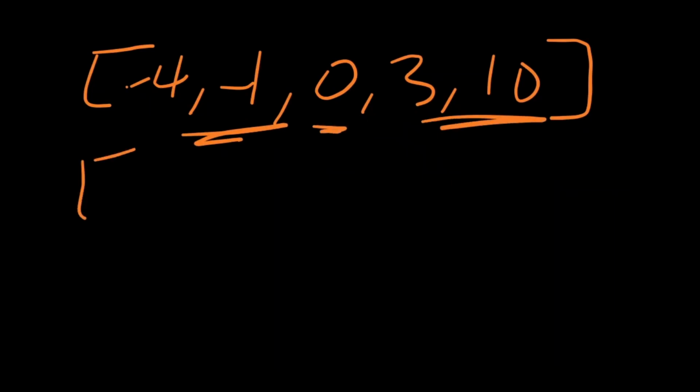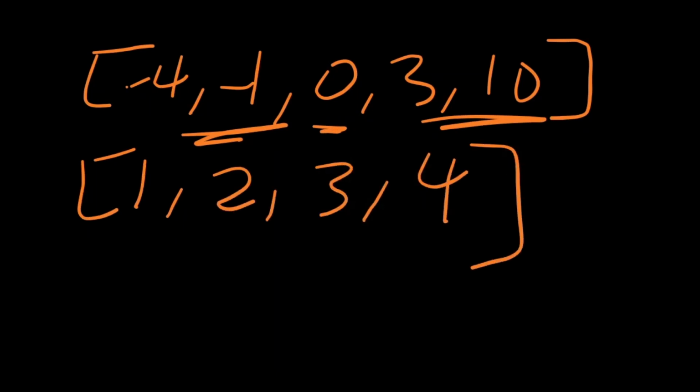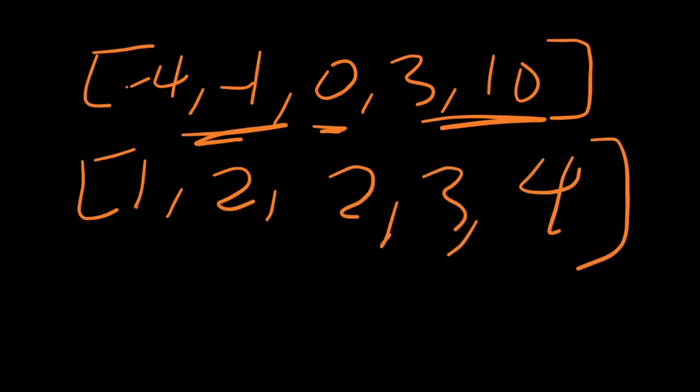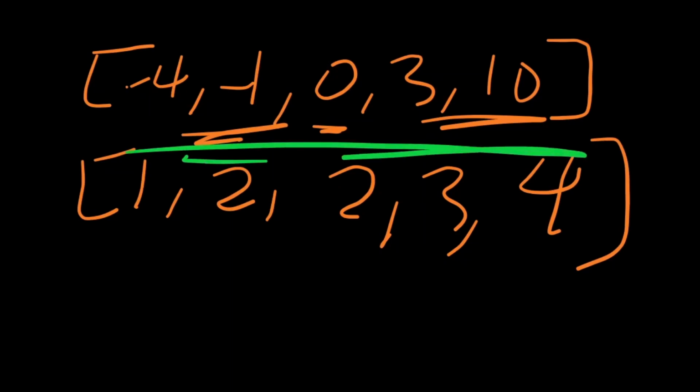But what if we had numbers such as 1, 2, 3, 4? Because our question says that the values in the array are non-decreasing. So this is non-decreasing actually, because this is an ascending order array. So this is fine. And in fact, let's even make it worse and just add something like 2, right? So this works fine.